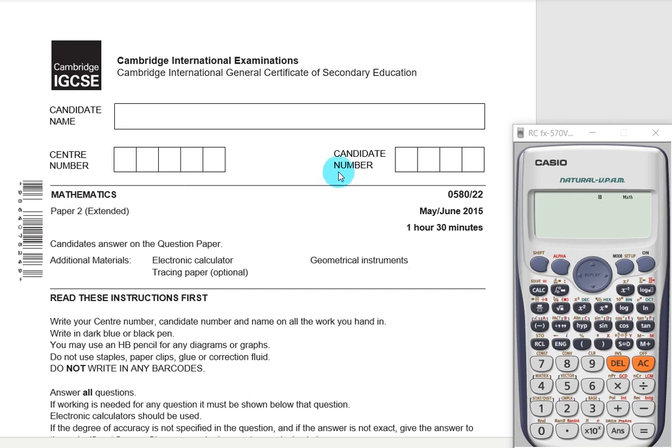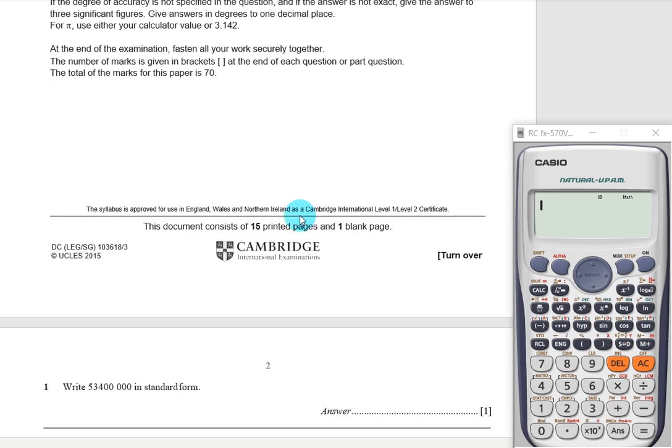10 minutes math. This is the IGCSE Cambridge International Exam, Mathematics, Paper 2, Extended, May/June 2015, 0580/22.